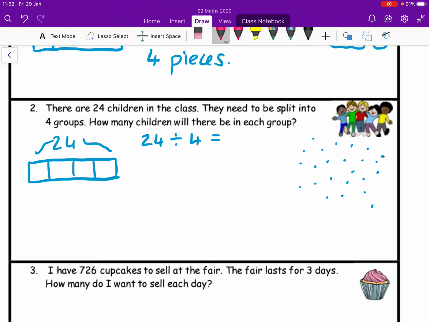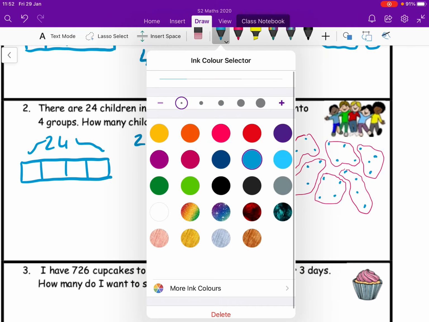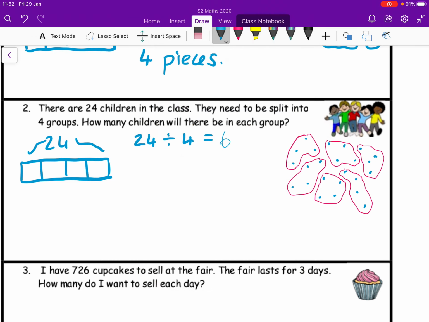So again, I'm looking for groups of 4 here, so let's try and group them. So there's 1, 2, 3, 4, 5, 6. So I've got all of the little dots in groups of 4, and there's 6 groups in total. So that means that 24 divided by 4 will give us the answer 6.